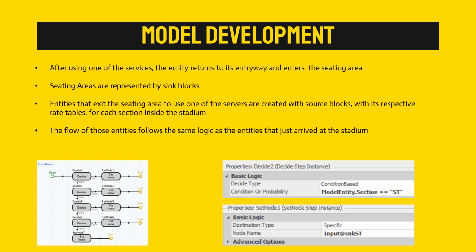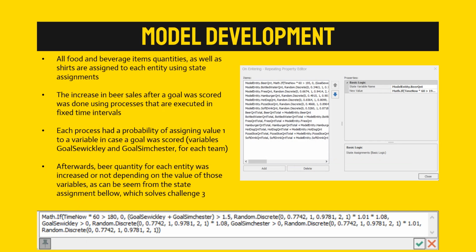It is a simple process that works in a condition-based manner in which it sends each entity to its section depending on the content of the variable. It is also important to mention that sections are represented with sink blocks and entities exiting the seating area are created using source blocks with their respective rate tables, and the flow of these entities follows the exact same logic as the ones just entering the stadium. In regard to the quantities of food and shirts that each entity orders, those were made using simple state assignments.